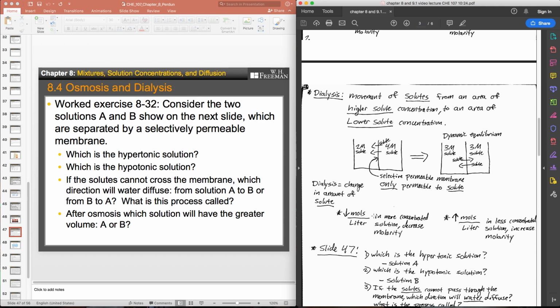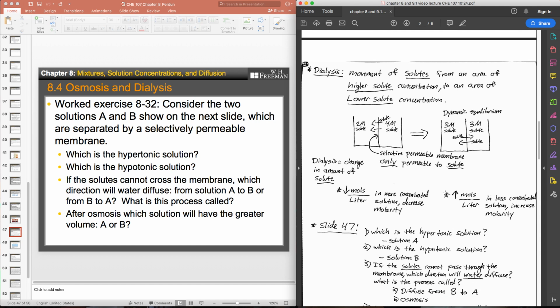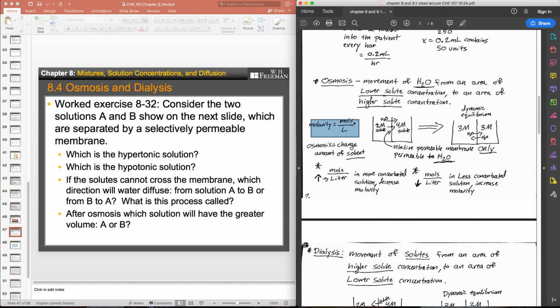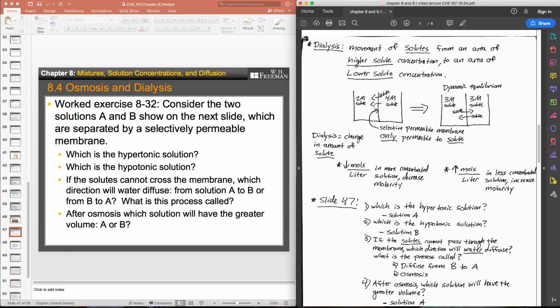So in dialysis, we can think about it as changing the concentration, which would eventually reach a dynamic equilibrium: for every one solute molecule that moves to the right, another one would move to the left, right? And so eventually we would get to this dynamic equilibrium. The way you can think about this is in the more concentrated solution, we will decrease the molarity, right? Because the solute is leaving. Therefore, we're decreasing the number of moles, and the number of moles is directly proportional to the molarity, right? Because it's on the top, it's the numerator. So in dialysis, we're changing the numerator of molarity. And so we're decreasing the moles, therefore decreasing the molarity. And so the more concentrated solution will become less concentrated.